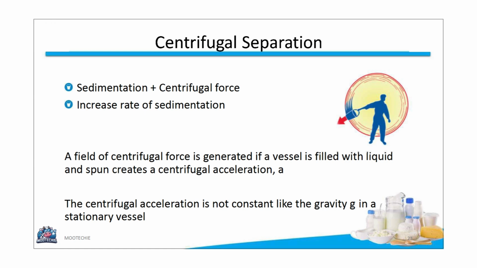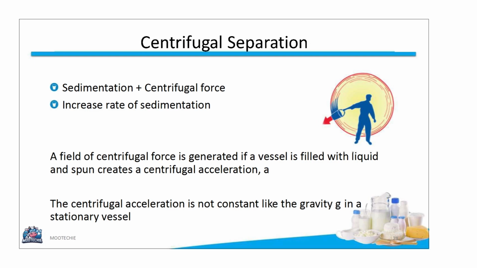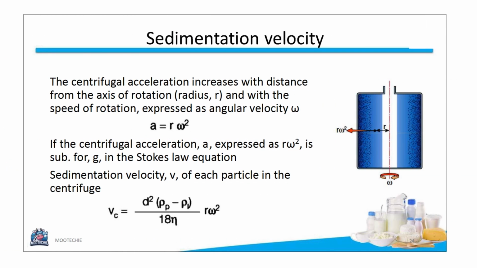A field of centrifugal force is generated when a vessel filled with liquid is spun, creating a centrifugal acceleration, denoted as A. Unlike constant gravity, this centrifugal acceleration is not constant. The centrifugal acceleration increases with the distance from the axis of rotation, which is the radius r, and with the speed of rotation, expressed as angular velocity omega. The formula is A equals r times omega squared.